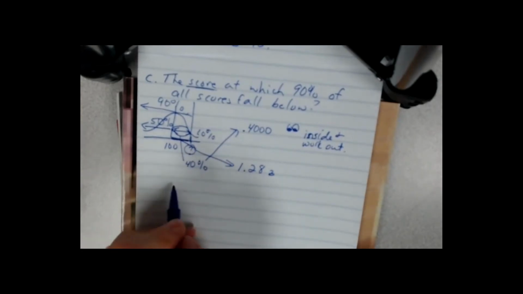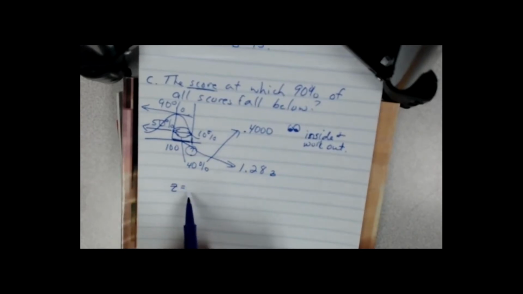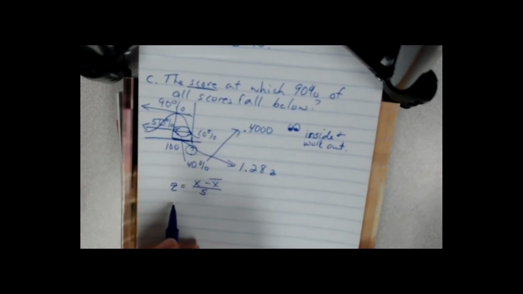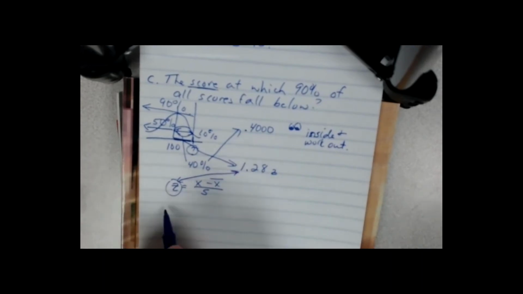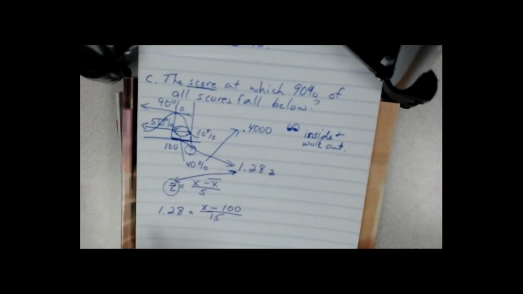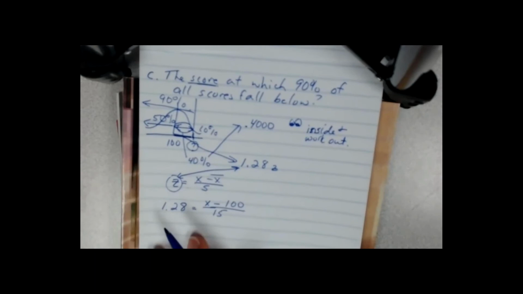So what I'm going to do is work through this formula a little bit differently this time. So my formula is still the same. Z is equal to x minus the mean score divided by the standard deviation. But this time, the number that I'm plugging in that I found goes over here. So I now have 1.28 is equal to x, which remains my unknown, minus 100 divided by 15. Our mean, our standard deviation, getting plugged into the formula.